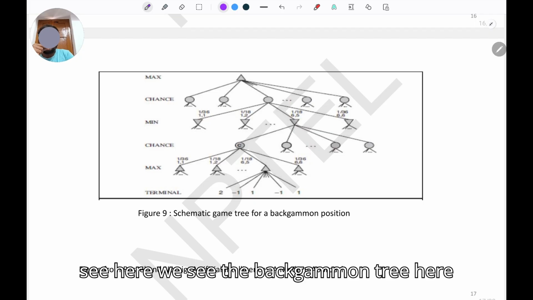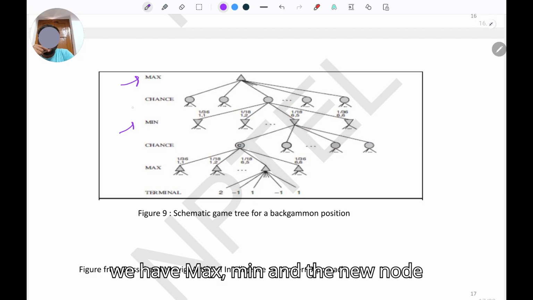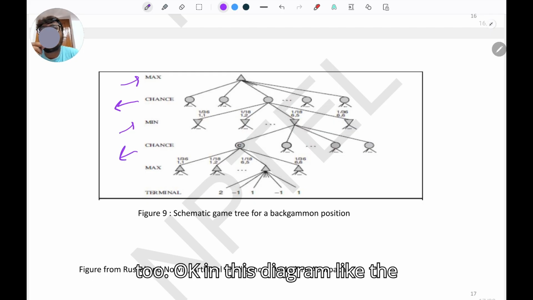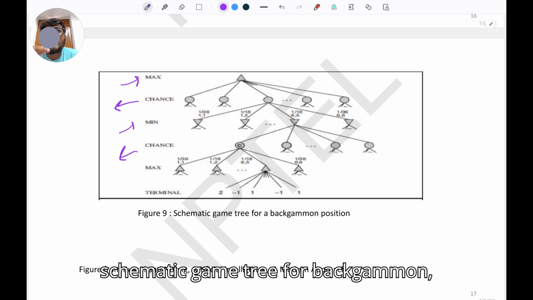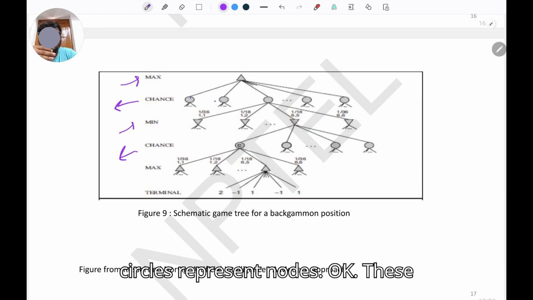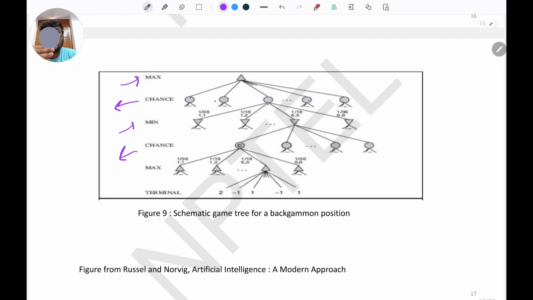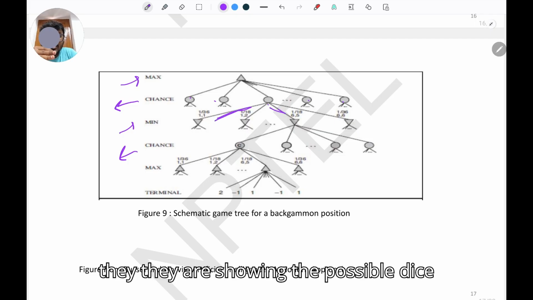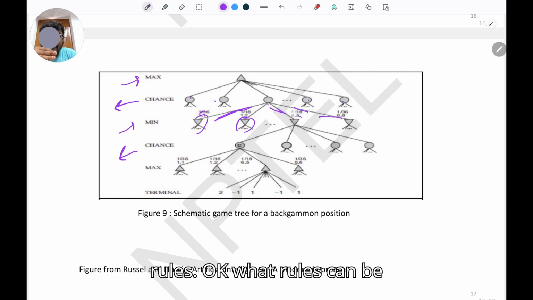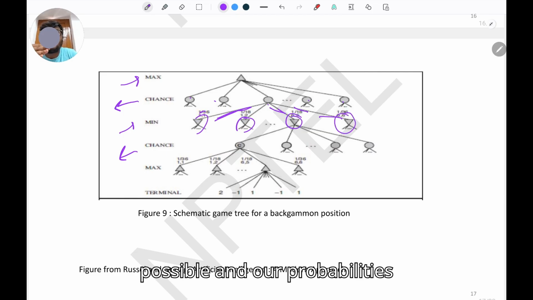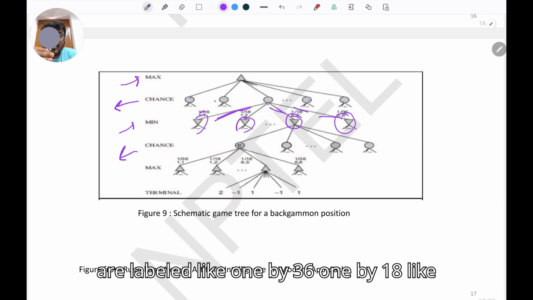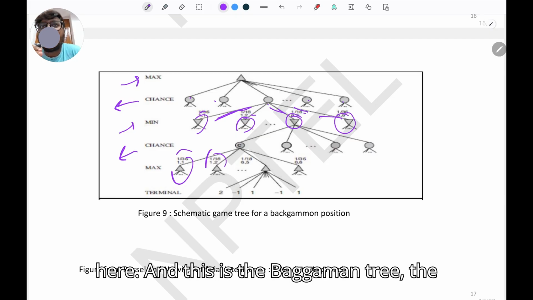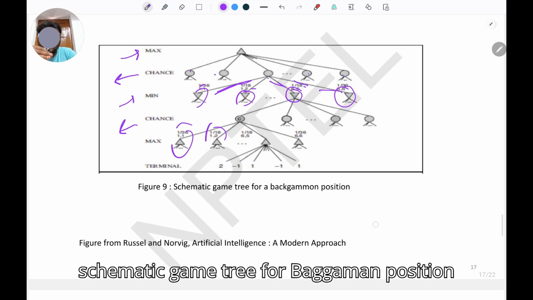Here we see the backgammon tree. We have max, min, and the new node, chance. We have included the chance nodes too. In this diagram, a schematic game tree for backgammon, circles represent nodes. Branches show the possible dice rolls, and the probabilities are labeled, like 1/36, 1/18, like that. The probabilities are mentioned here. And this is the schematic game tree for a backgammon position.